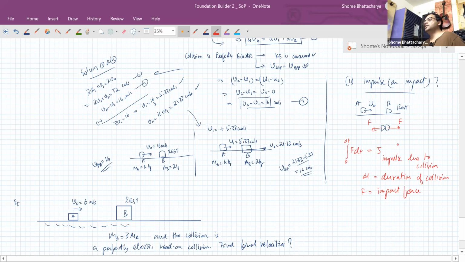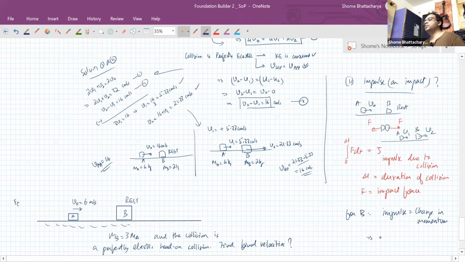So how we'll calculate this? So we will see that after the impact, what is happening? B has developed a velocity of v2 and A has reduced in velocity to v1. So for B, we can see impulse equals to change in momentum.